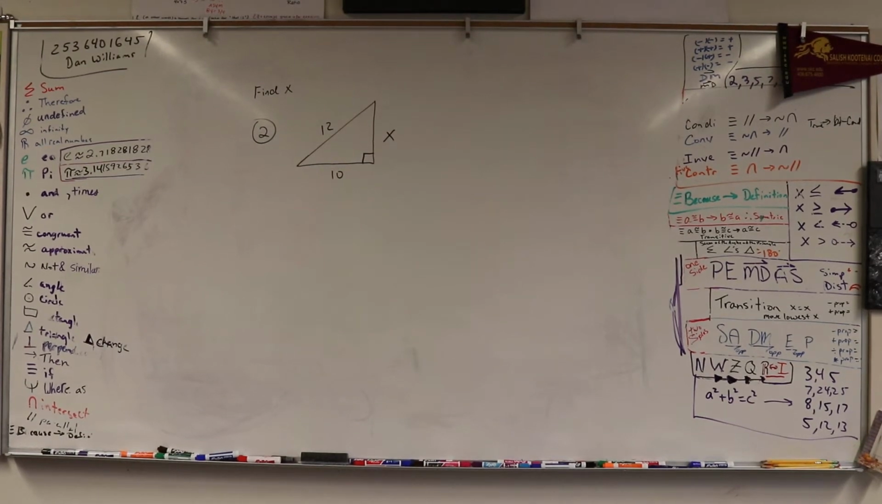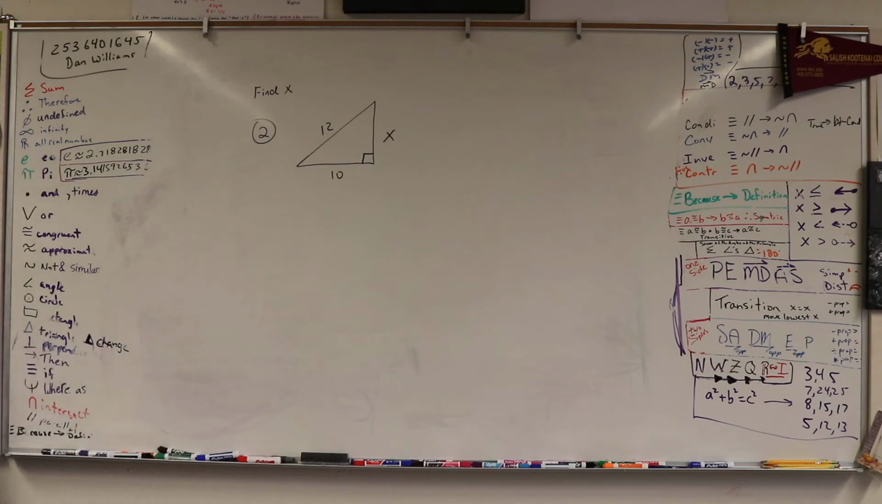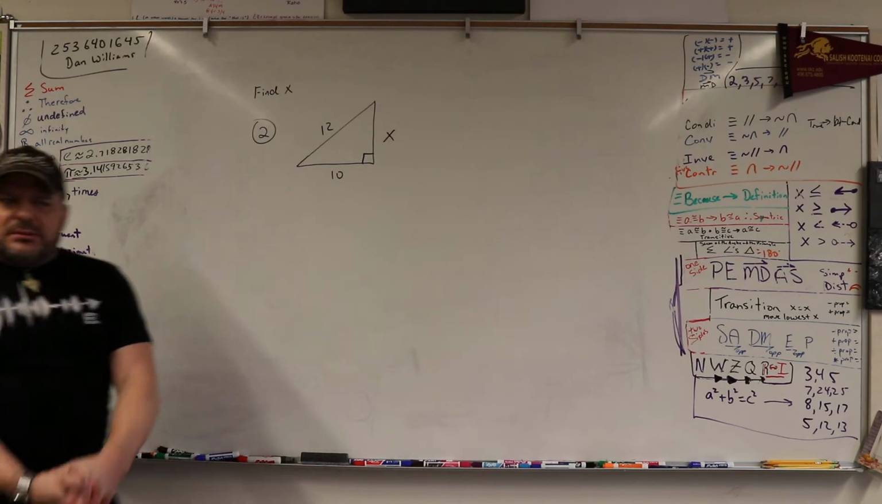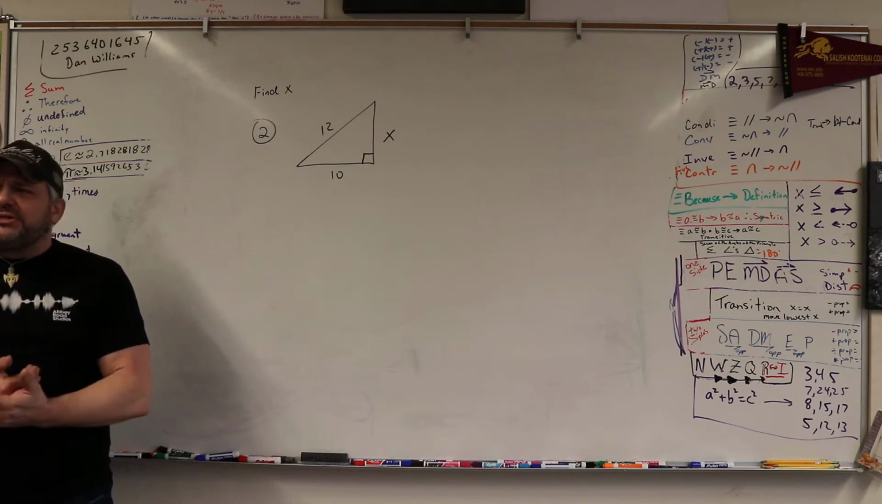Here we go. Find x. Well, how am I going to find x? Well, I know it's a right triangle. So there's some things I need to understand. So, is it a special triangle?